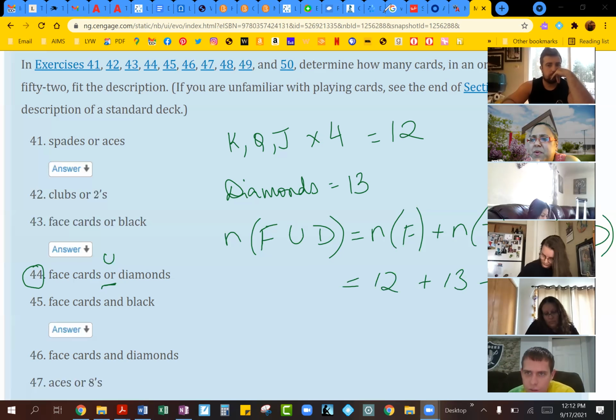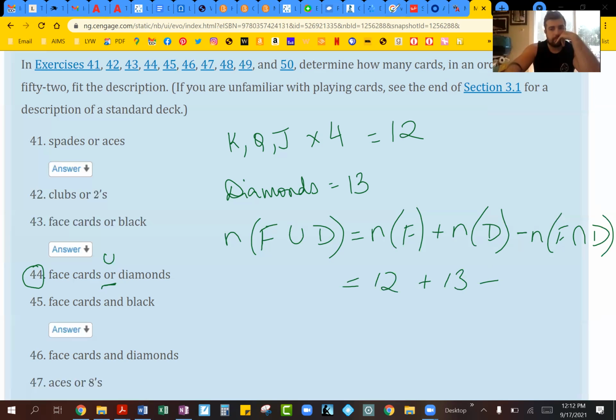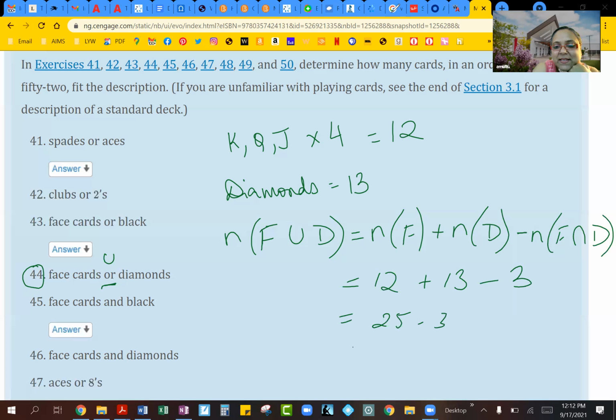Between overlapping between face cards and diamonds, Brandon, you're thinking 4? Yeah, there's only, oh wait, king, oh, there'd be 3. 3, yeah, because the only repetition between the two groups would be the 3 king, queen, jack cards, right? So you are actually subtracting 3. So that would be 25 minus 3, which I guess comes down to 22 as our grand total for how many cards we will have.